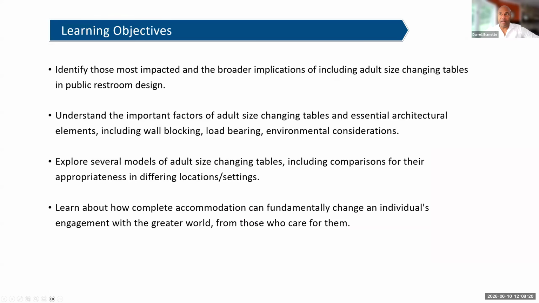So the learning objectives for this: we're going to identify those most impacted by the broader implications of adult-sized changing tables in public restrooms, understanding those important factors. Not only just getting it in the room, but the wall blocking, load bearing, and environmental considerations. I'm going to mention several different models, not just Pressalit, but other models out there, so you can find out what's appropriate for your specific location, and also learn how complete accommodation can fundamentally change an individual's engagement in accessing their world. So that's what's really important.